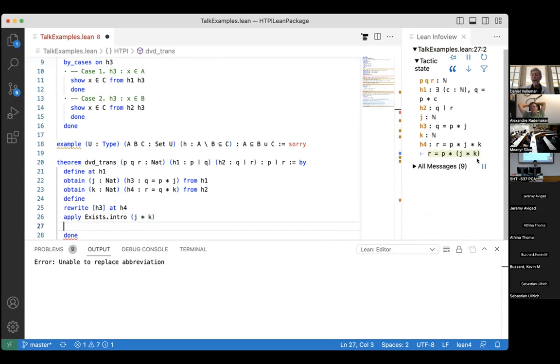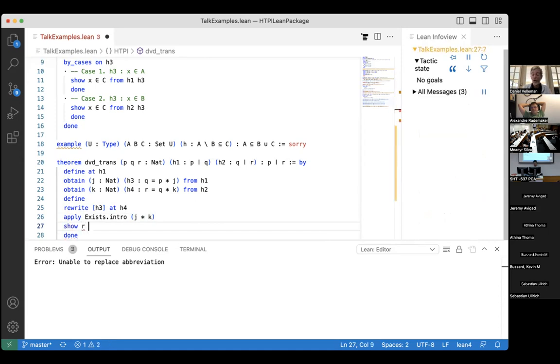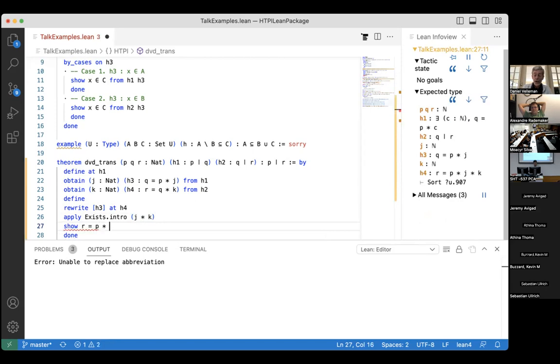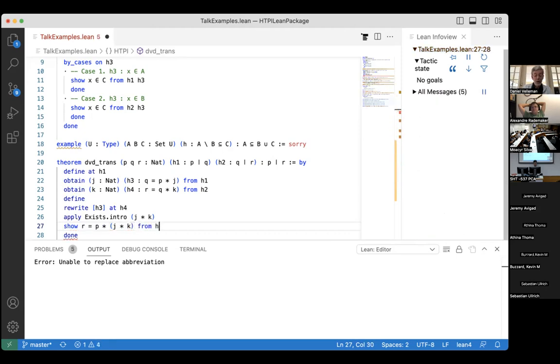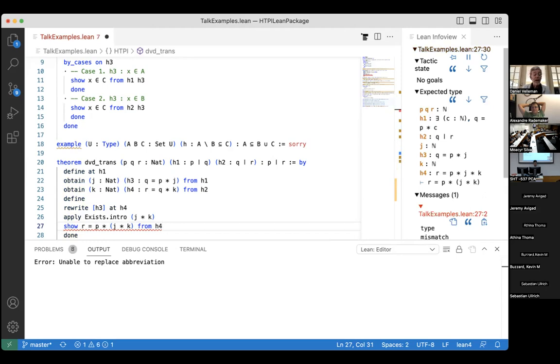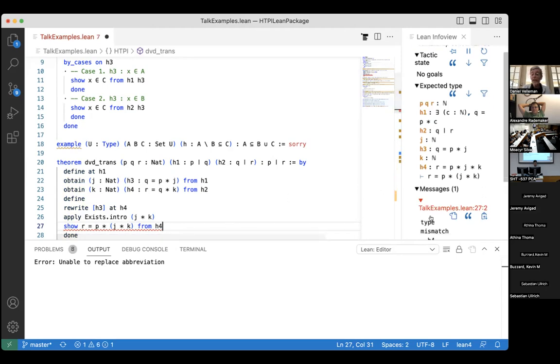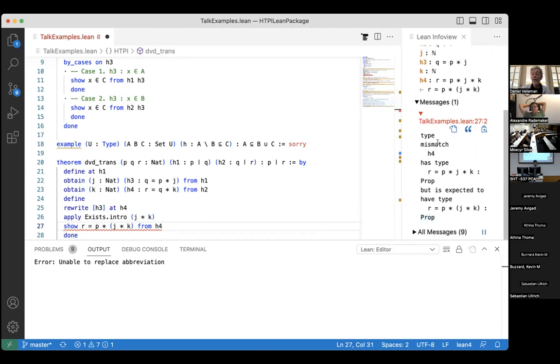It's tempting at this point to say we're done. We have it in H4. And you might say, why don't I just say show R equals P times J times K, from H4. Well, I get an error message. There's a red squiggle here. And if you look at the error message, well, there's this stuff about type theory. Let's ignore the type theory, but you can see what it's complaining about is a mismatch between R equals P times J times K without parentheses and with parentheses.